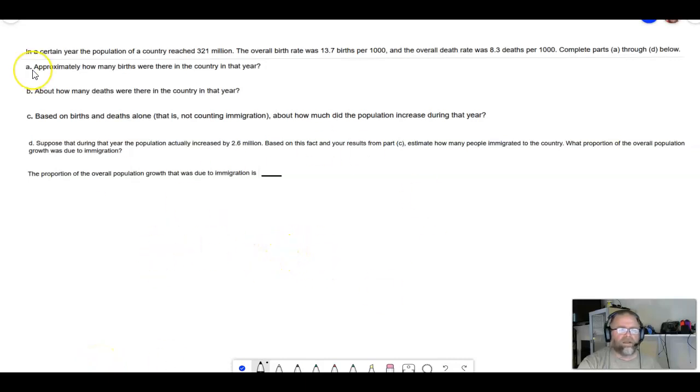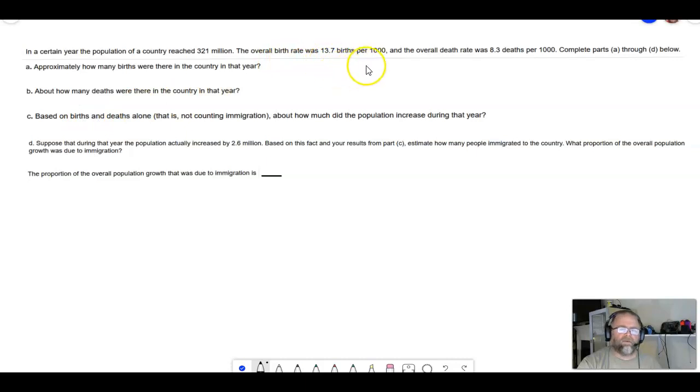This is number 9. So let's talk a little bit about it and make sure that we understand what's going on here. It says, in a certain year, the population of a country reached 321 million. The overall birth rate was 13.7 births per 1,000 people, and the overall death rate was 8.3 deaths per 1,000 people. And they want us to complete some parts here.